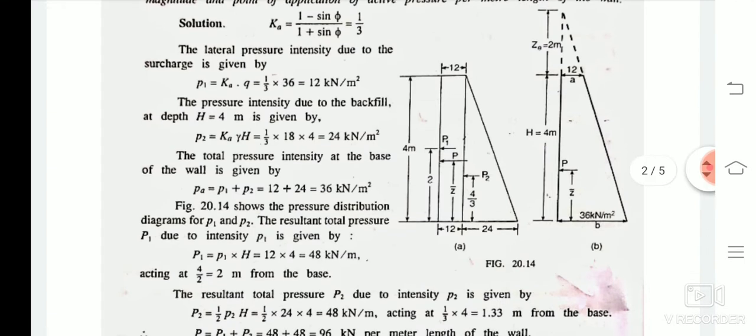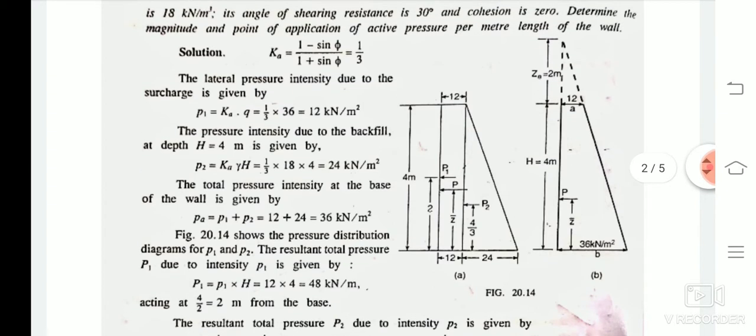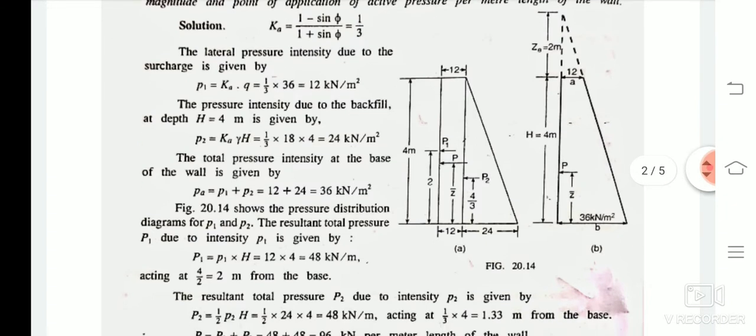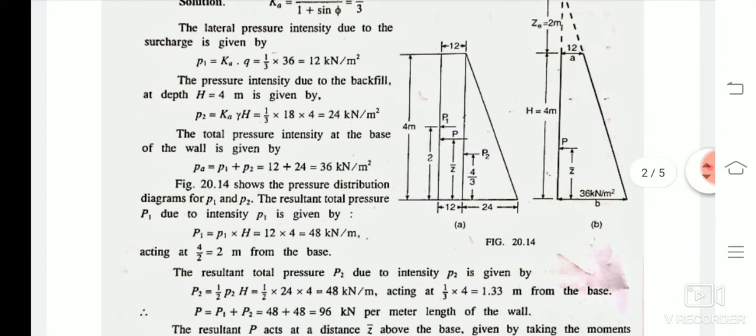So let us come back to the intensity of active earth pressure. The intensity of active earth pressure is given by Ka into gamma h. Substituting the value of Ka, gamma is given as 18 kilonewton per meter cube and the height of the wall is 4 meter. Hence we obtain the active earth pressure as 24 kilonewton per meter square. So adding these two values, we get the total intensity of pressure at the bottom of the wall, that is 12 plus 24 equals 36 kilonewton per meter square.